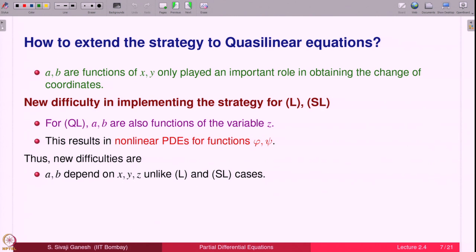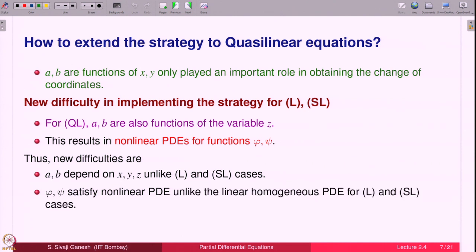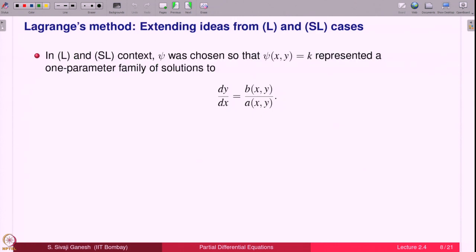AB depend on XYZ unlike L and SL. This we are mentioning for the completeness sake, in the sense that phi psi satisfy nonlinear PDE, but it is useless because change of coordinates now have to be done in XYZ coordinates, not in XY. But the PDE is only in XY variables. So, therefore, we do not expect change of coordinates can be done. Therefore, in what other way can we extend the strategy? Let us discuss that now.